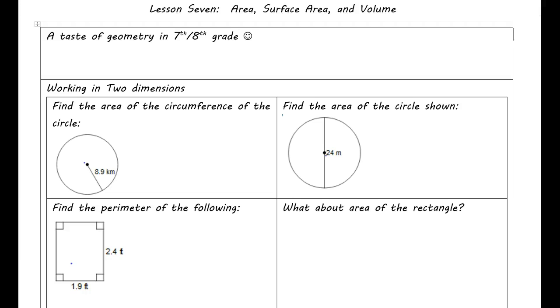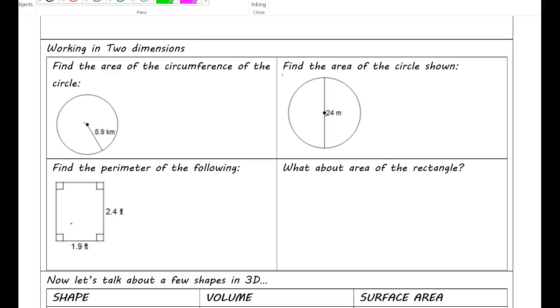Well, let us start with talking about two-dimensional space and circles, okay? Two-dimensional pretty much just means flat, okay? So there's nothing popping out at you in space. It's just something like a circle. A circle is something flat, and when you are studying circles, there's two different things you can find.